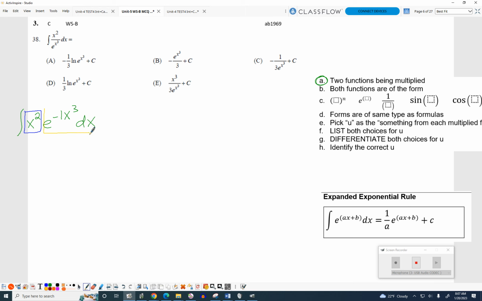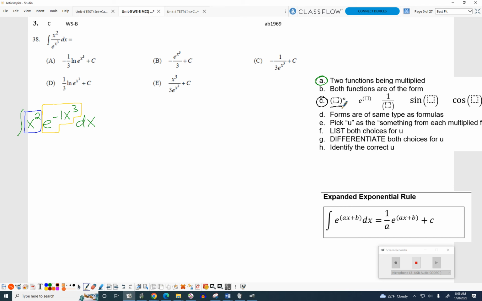We'll go to Blake. It says over here that both functions need to be of the proper form. So of what form is the blue multiplying function, Blake? The first one. It's something to a number. 2 points.